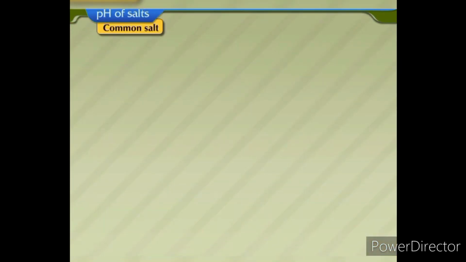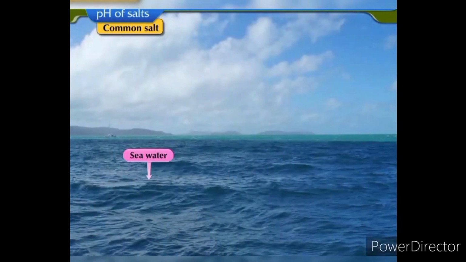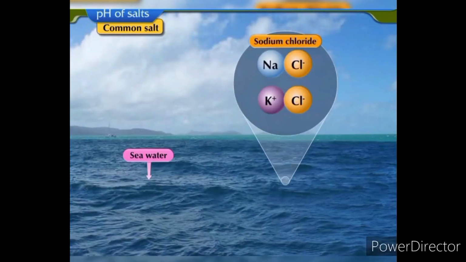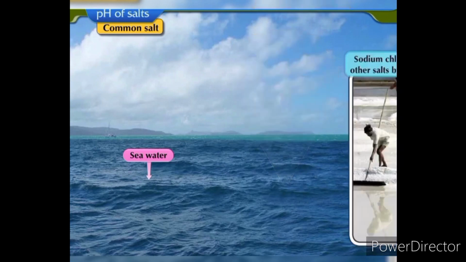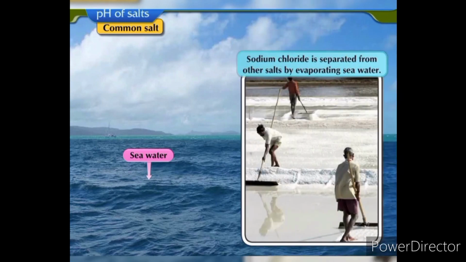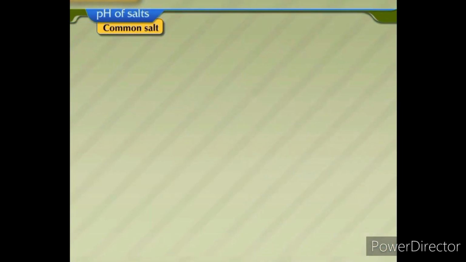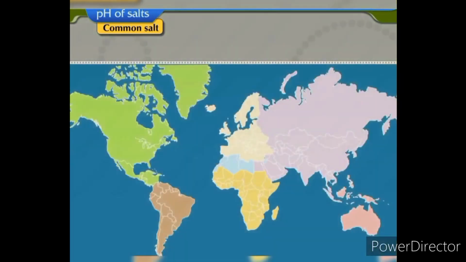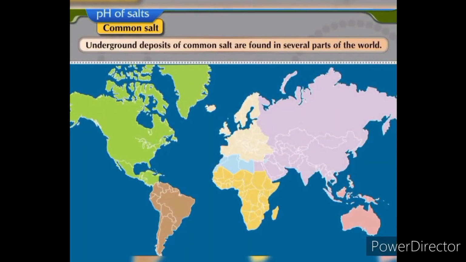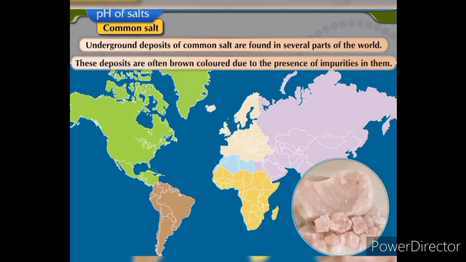Common salt. Seawater contains many salts such as sodium chloride and potassium chloride dissolved in it. Sodium chloride is separated from other salts by evaporating seawater. Underground deposits of common salt are found in several parts of the world. These deposits are often brown-colored due to the presence of impurities in them. These deposits are called rock salt.